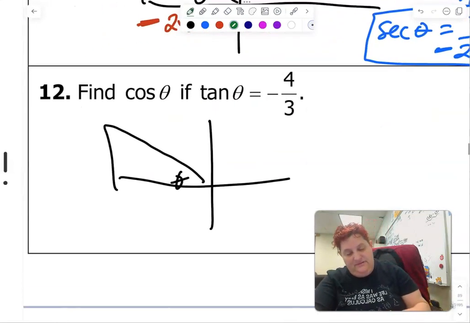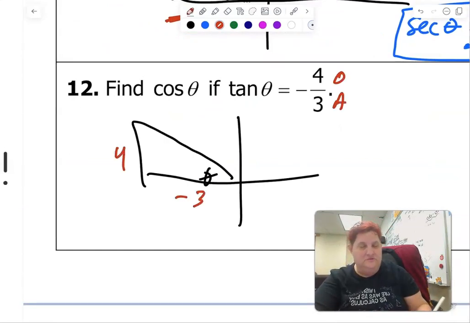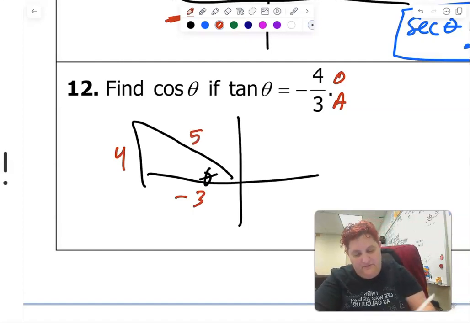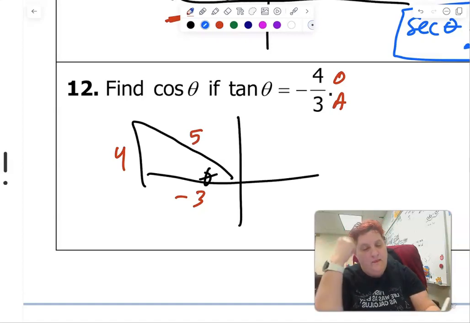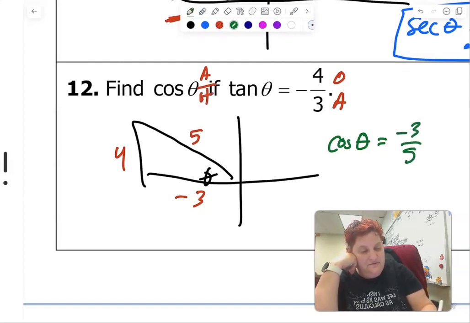All right. This is a little bit easier in my opinion. So this is opposite, adjacent. That's 4 and 3. The negative goes with the 3. A little easier because it's a triple. We talked about our triples, 3, 4, 5. Okay? And so cosine is what? Adjacent over hypotenuse. And so cosine is negative 3 over 5.